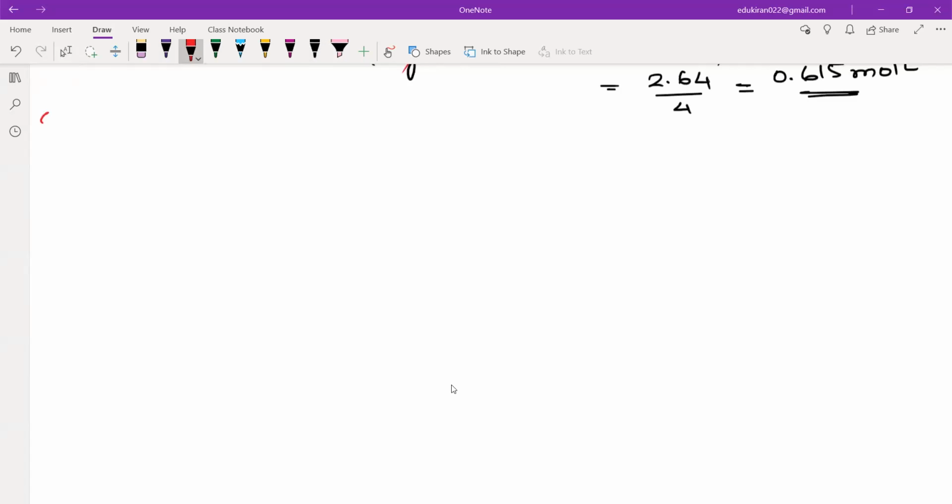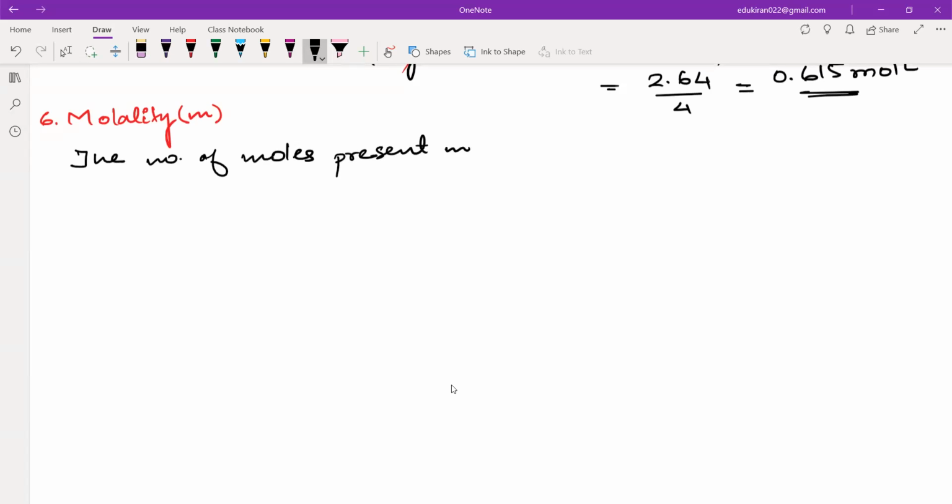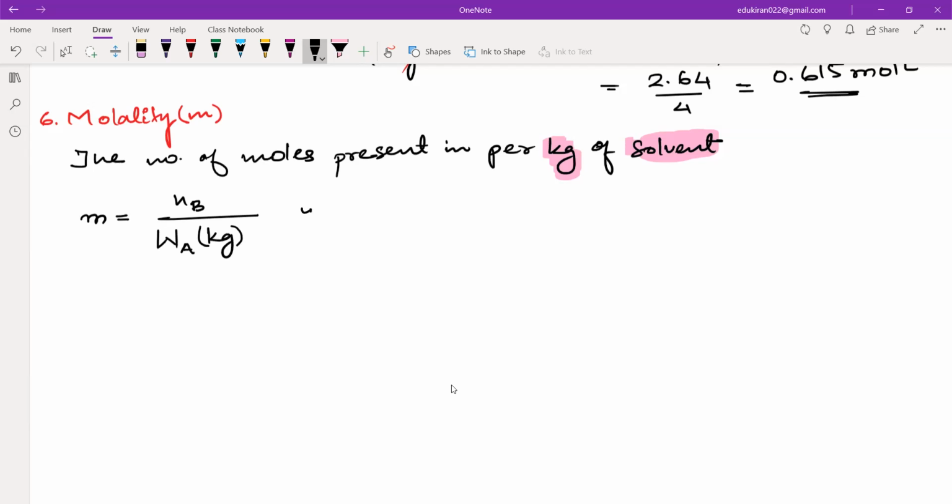Sixth is molality. It is denoted by small m. So what is molality? Molality is the number of moles present per kg of solvent. Important thing is, as you have your kg here, that is kg of solvent. So small m will be equal to the number of moles of solute divided by the mass of solvent WA in terms of kg. Now, what will be the unit for this? The unit will be number of moles per kg. Moles per kg will be the unit.